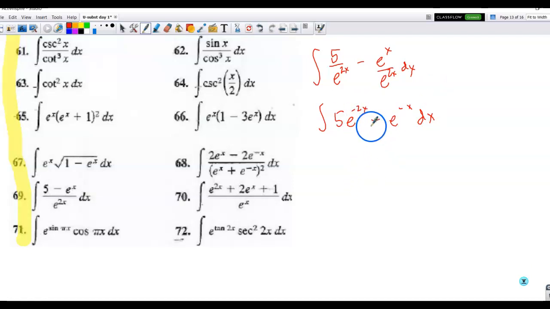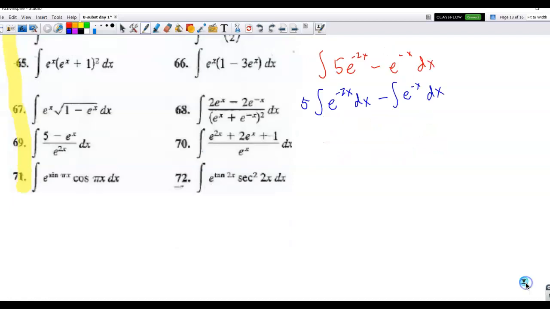So I'm going to treat these two terms independently of each other. In other words, I'm going to do an antiderivative. I'm going to get 5 out of the way. I'm going to do an antiderivative for e to the negative 2x dx minus a separate antiderivative, e to the negative x dx. Integral properties allow me to take this thing apart. That's why you need to know your integral properties.